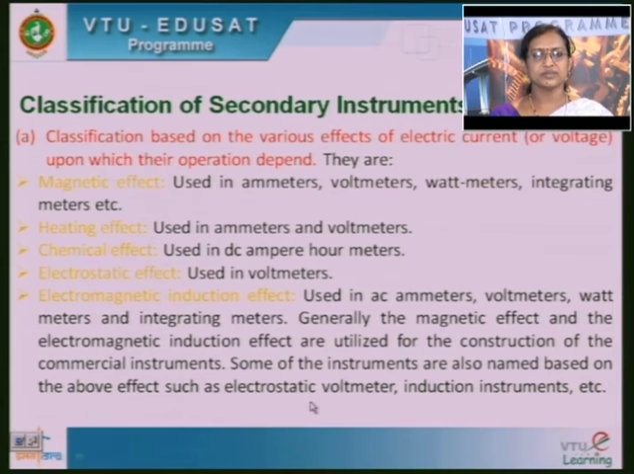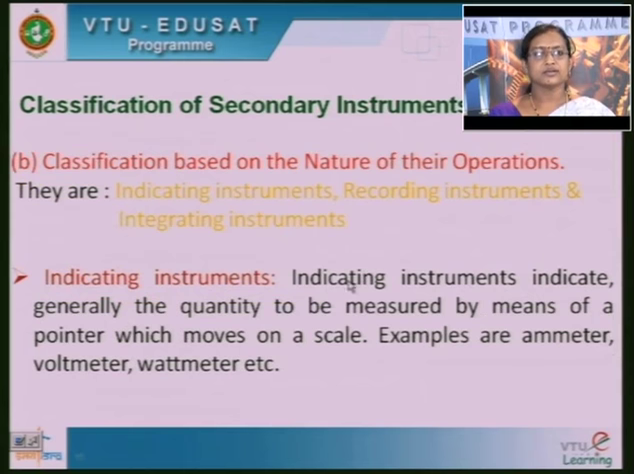So, the electrostatic voltmeter mainly depends on this electrostatic effect. That is why we call it an electrostatic voltmeter. Then the energy meter we are going to consider; it is the best example of an induction instrument. Another parameter we consider for the classification of secondary instruments is the nature of their operations. They are indicating instruments, recording instruments, and integrating instruments.